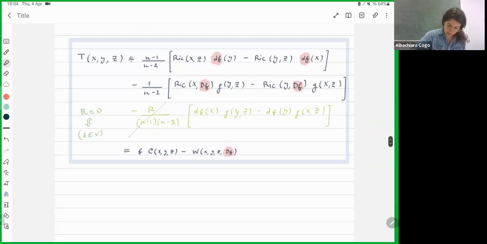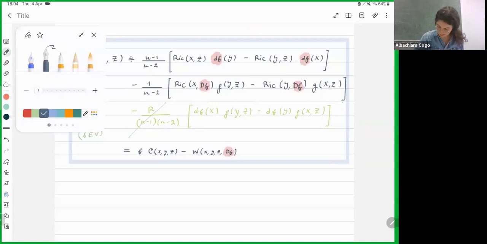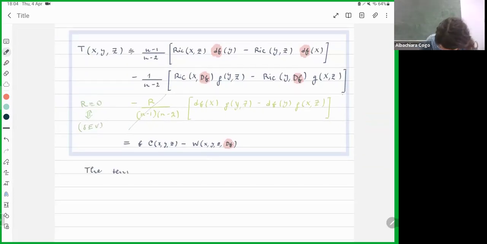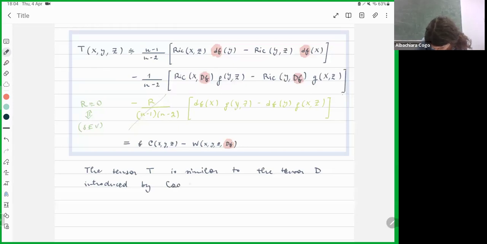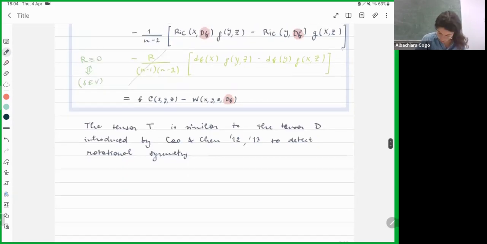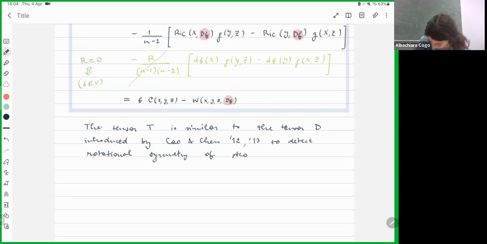I wrote the whole tensor T with this additional term because the tensor T is similar to the tensor D introduced by Cao and Chen in 2012 and 13 to detect rotational symmetry and classify steady Ricci solitons. I'm almost done with the time. I have to stop in 1 minute, right? I will try to stay in time.